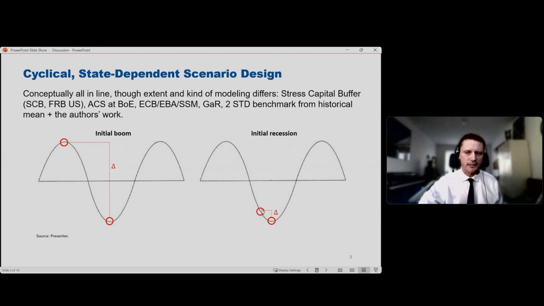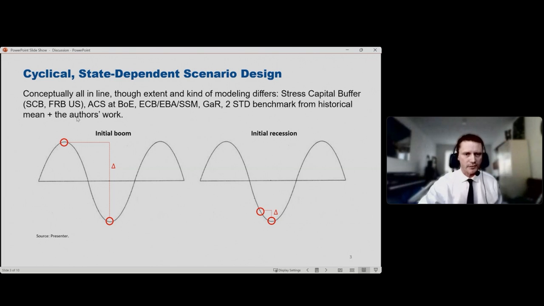And in this case, the shocks that were applied to them were smaller. They were made to be smaller, to not overdo it, so to speak, and to adhere to the cyclical principle. And then growth at risk obviously is a direct nonlinear framework in line with this principle. And even just to recall the very simple methodology that we sometimes also employ at the SSM, a two standard deviation benchmark from historical mean. Even this, if we define it as a deviation from historical mean, which is the horizontal line in this picture, actually does also result in state-dependent scenarios.